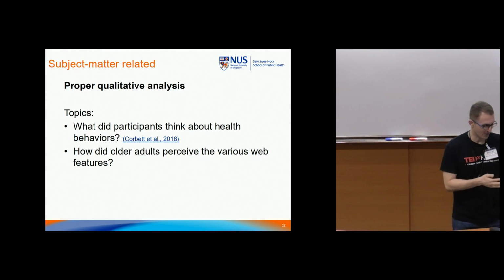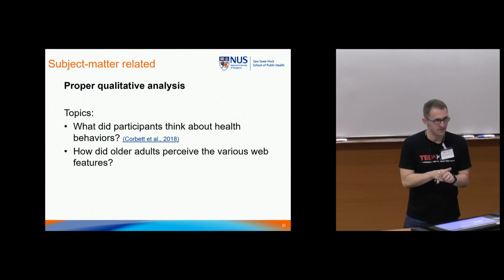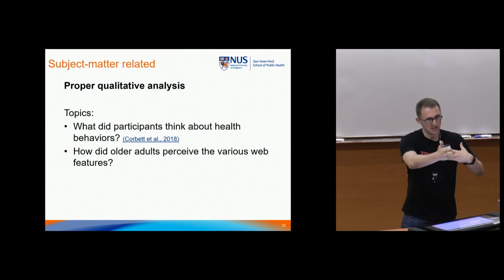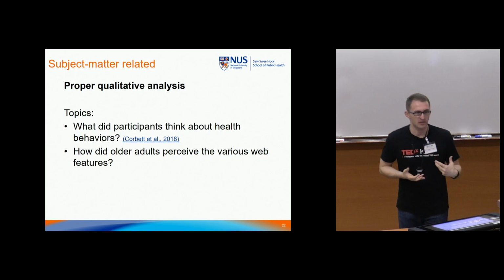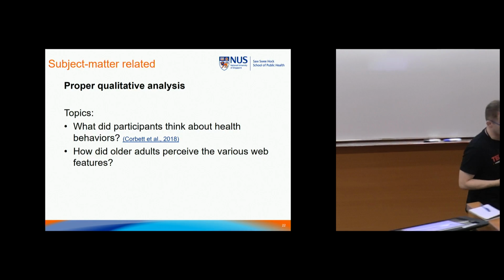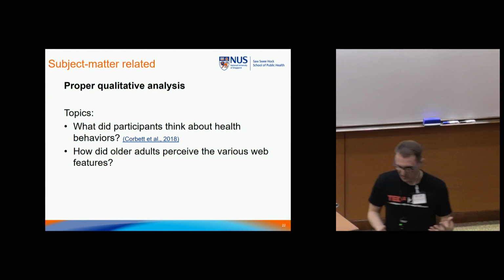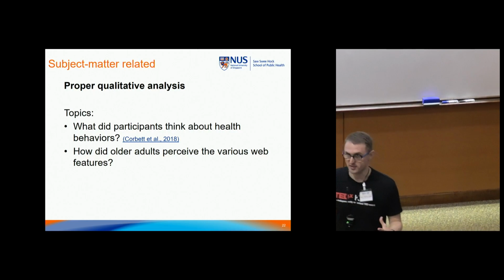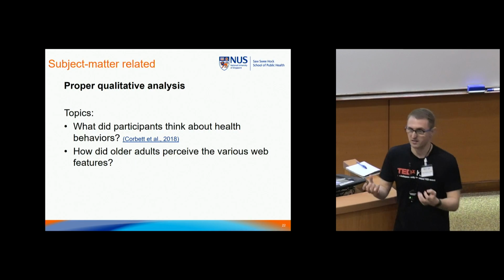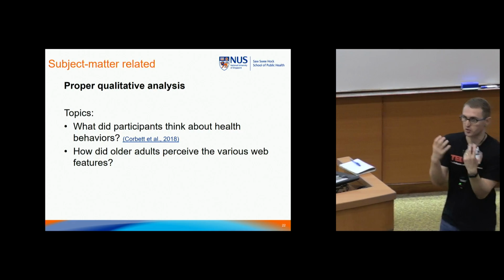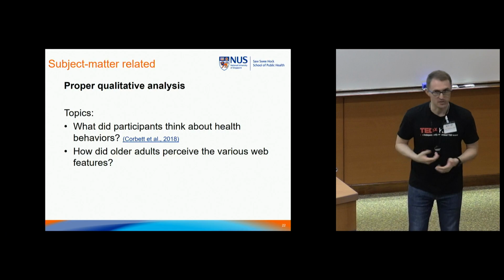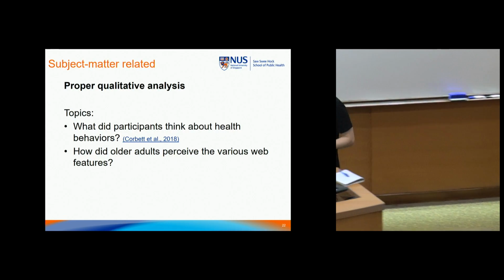You could also think about how others perceive various web features. Especially in human-computer interaction, you could look into how adults or children perceive certain website features, what feedback was there, and find some general truths about that and publish it. That's possible, actually. It's just a bit more involved.